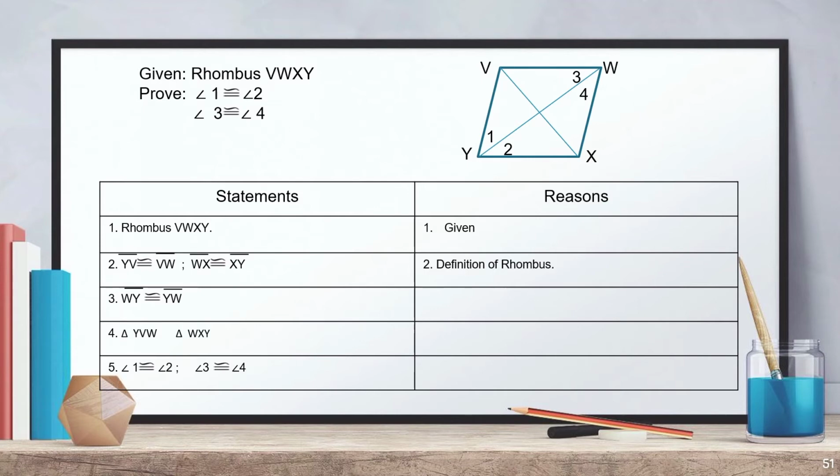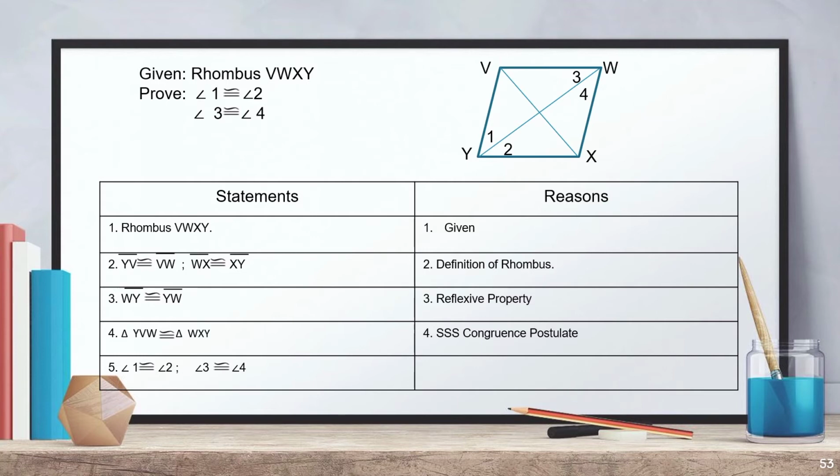Now, statement number 3. You have here, segment WY is congruent to segment YW. Reason? That is by reflexive property. Very good. Now, statement number 4. Triangle YVW is congruent to triangle WXY. What should be the reason? We have here SSS congruence postulate, or side, side, side. We base our answer on statement number 2 and number 3.